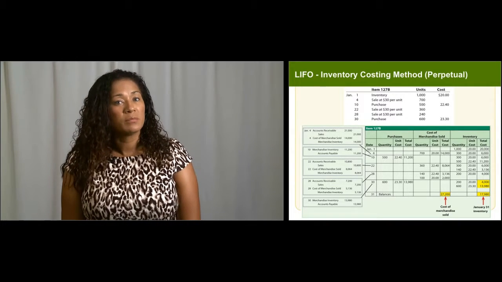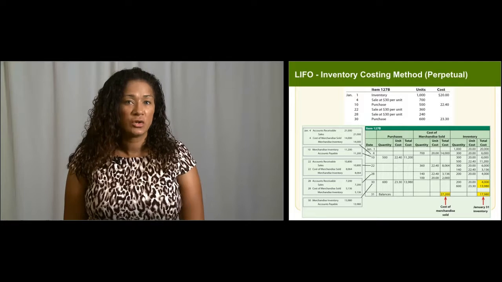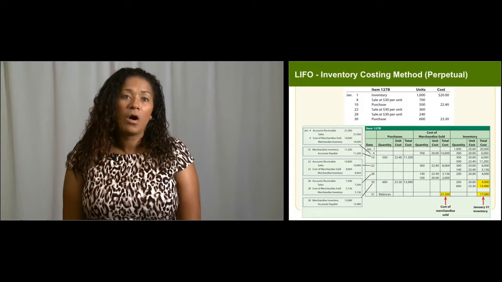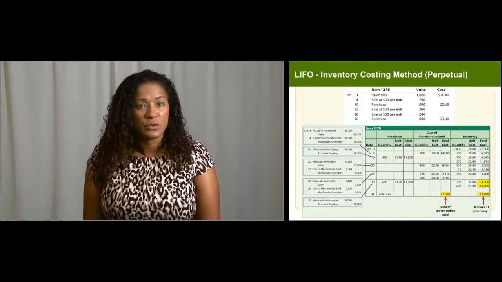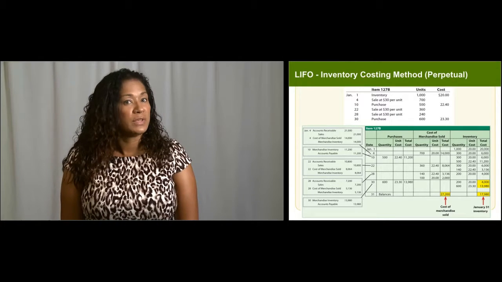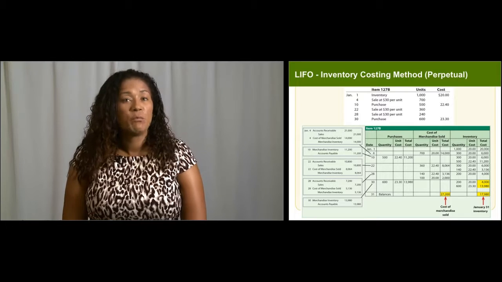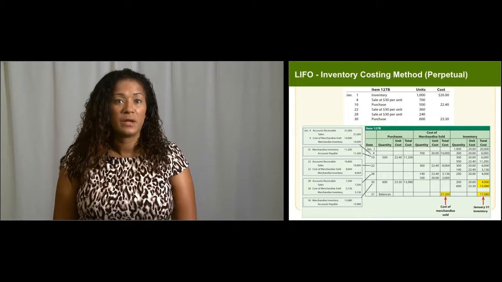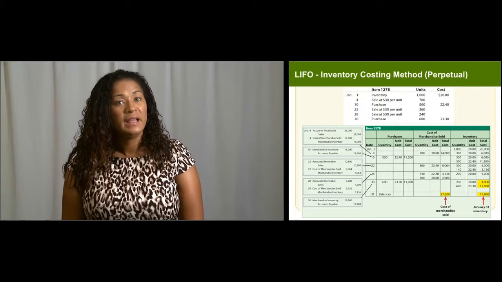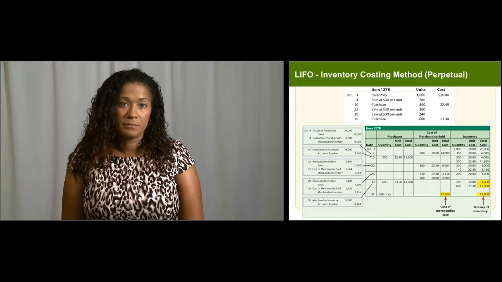This step is important because the inventory columns must show the number of units and the cost of the units that remain in inventory. It's important that you do not add the 500 units and the 300 units together. They must be listed separately because they were purchased on different days and at different unit costs.